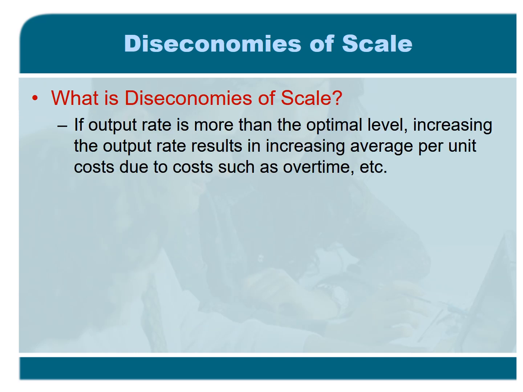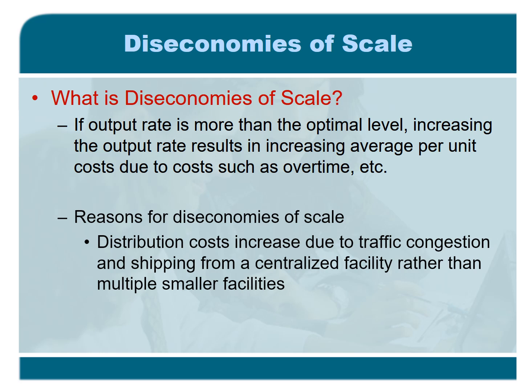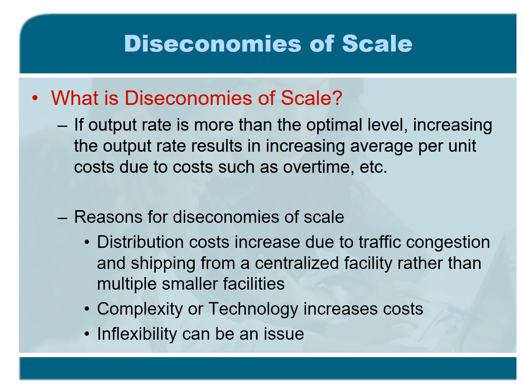Diseconomies of scale. If the output rate is more than the optimal level, increasing the output rate results in increasing the average per unit cost due to costs such as overtime, additional utilities, and so forth. Reasons for this: distribution costs increase due to traffic congestion and shipping from a centralized facility rather than multiple smaller facilities. Or complexity or technology increases in costs, and inflexibility can be an issue.